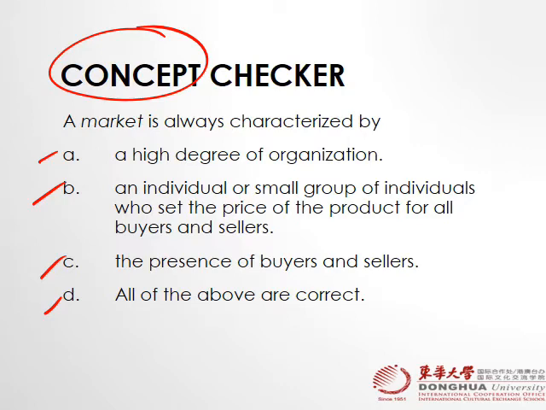A market is always characterized by: a, a high degree of organization; b, an individual or small group of individuals who set the price of the product for all the buyers and sellers. No. A high degree of organization, always? No, because there is the word always. The presence of buyers and sellers, yes. All of the above, cannot be. Right? So here's our answer. Hooray! We have just answered correctly.